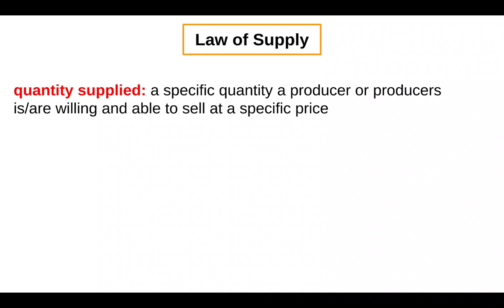Quantity supplied, much like quantity demanded, is a specific quantity a producer or producers, another word for sellers, are willing and able to sell at a specific price. So, for example, two shirts at a price of $10 per shirt, right? Specific price, specific quantity, right? So, while supply would be the entirety of all the quantities supplied, a quantity supplied is one specific point on the supply curve, and you'll see that momentarily.